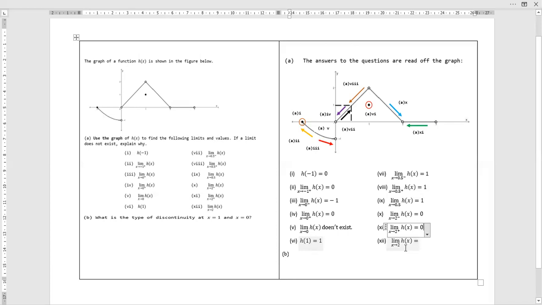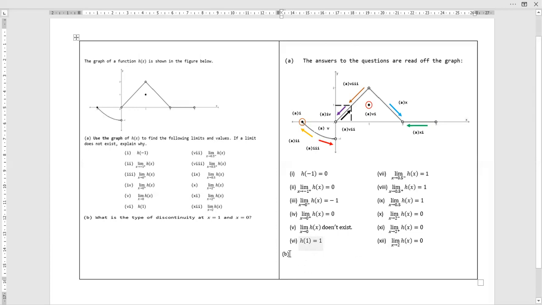Right, so that's number 12. What is the limit of h of x as x approaches 2? For it to exist, the limit from the left side and the limit from the right side of this function as x is approaching 2 must be equal. Therefore, the answer from 10 and 11 here is 0.